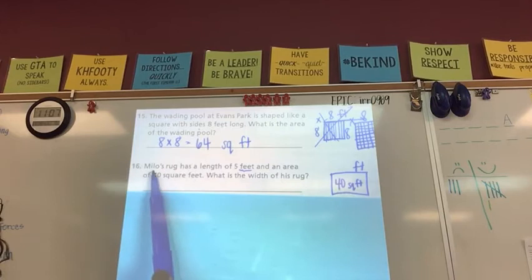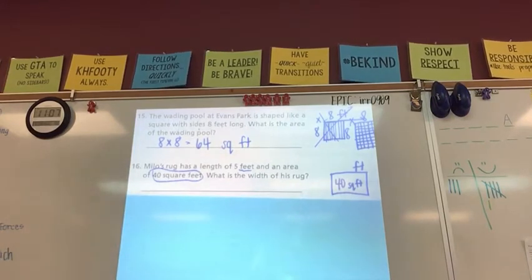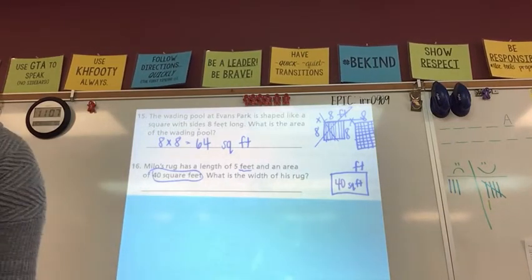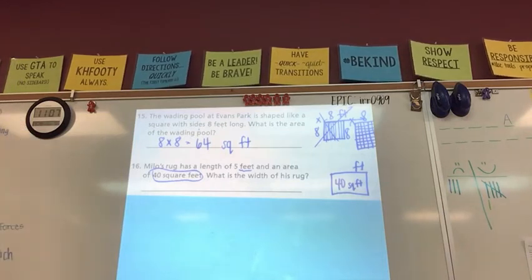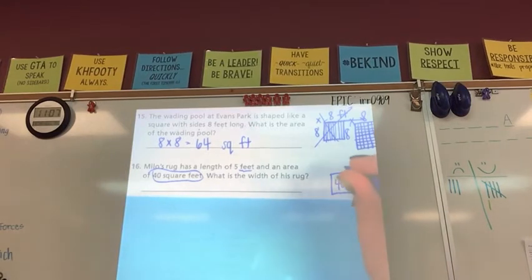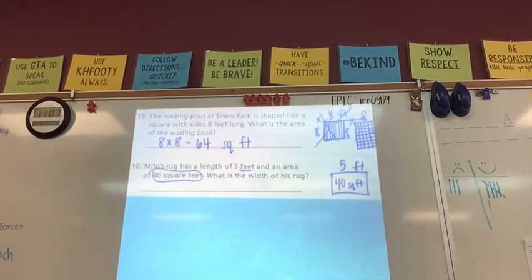So I found that measurement. What other measurement did they tell me in my problem? Olivia? 5 feet. And that's telling me what? They told me that it's got an area of 40 square feet, so that one is on the inside. 5 feet is going to be one of my sides, right? Since there's a length, it tells me how long it is. So I'll go ahead and put it on top. You could put it on the side too, that's fine.